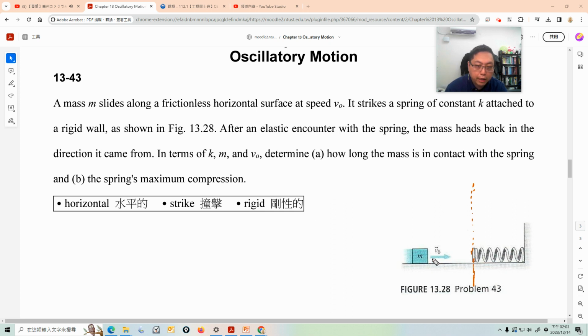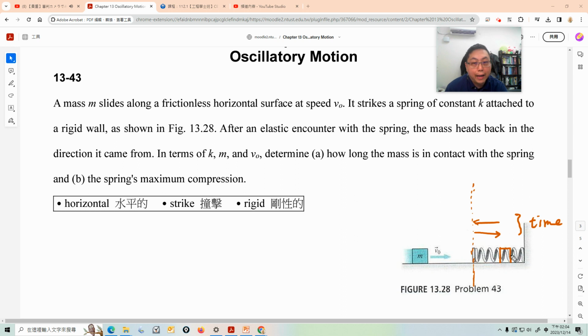After M strikes the spring, it's compressed, right? So maybe I just assume it's moved to here. It goes in this direction, and then after compression, it will store the energy, and then it releases the energy. And then it goes back. And it wants us to calculate what the time is.